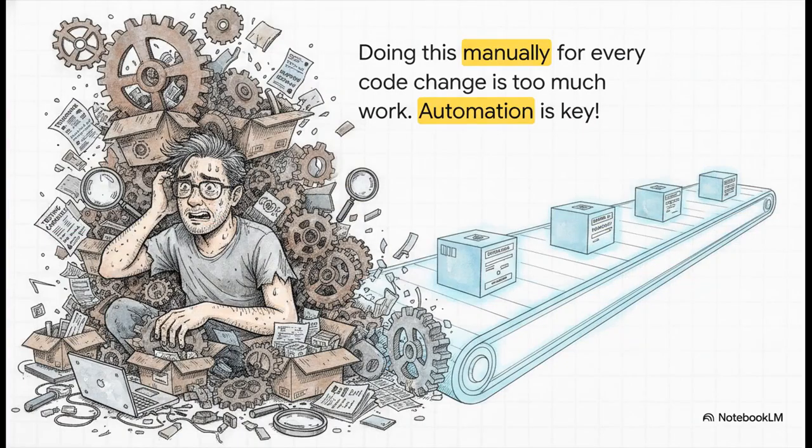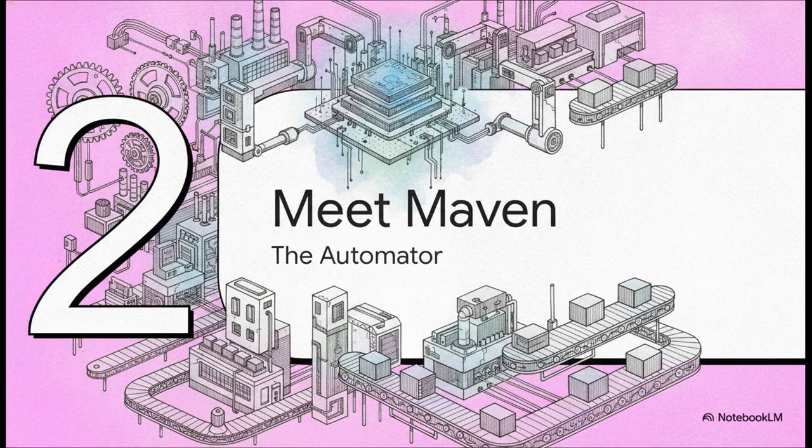Now, developers are constantly committing code, right? Imagine having to manually compile, manually trigger your test frameworks, manually run code analysis to find security bugs, and then manually package the files multiple times a day. It's just way too much work. Doing all of that by hand is painfully slow and super prone to human error. Automation isn't just a nice-to-have anymore, it's an absolute necessity if you want to maintain software quality and, honestly, developer sanity. Which brings us nicely to section 2, Meet Maven, the automator.